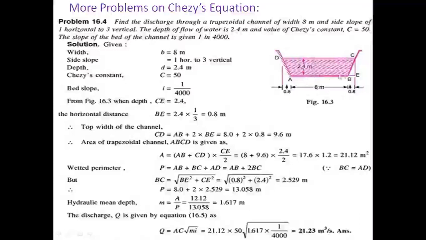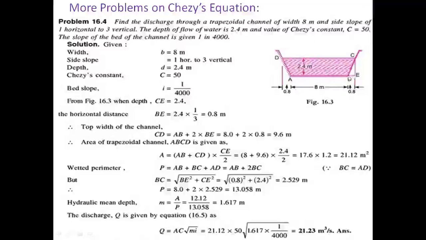equal to 2.4 meters. Side slope is given; horizontal is B, vertical is E. Side slope of 1 horizontal to 3 vertical, means 1 by 3, is given on both sides. Slope of the bed, small i, is given as 1 by 4,000. Here the depth, small d, is equal to CE, which is 2.4 meters.